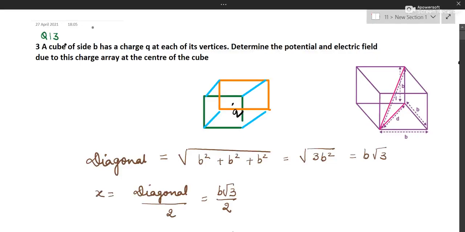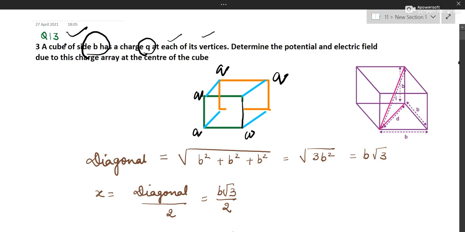This is numerical 13 of chapter 2. There is a cube of side b and charge q is there at each of its vertices. So charge q is there at the vertices.